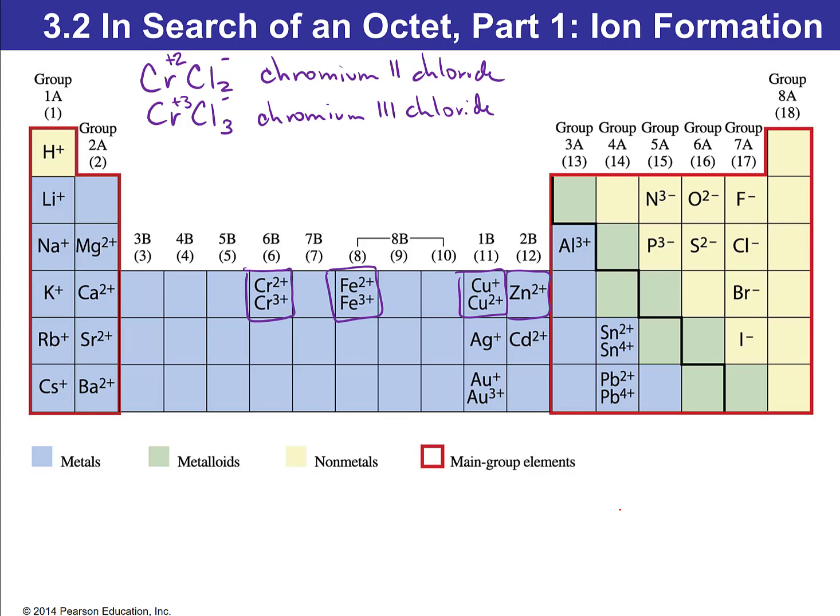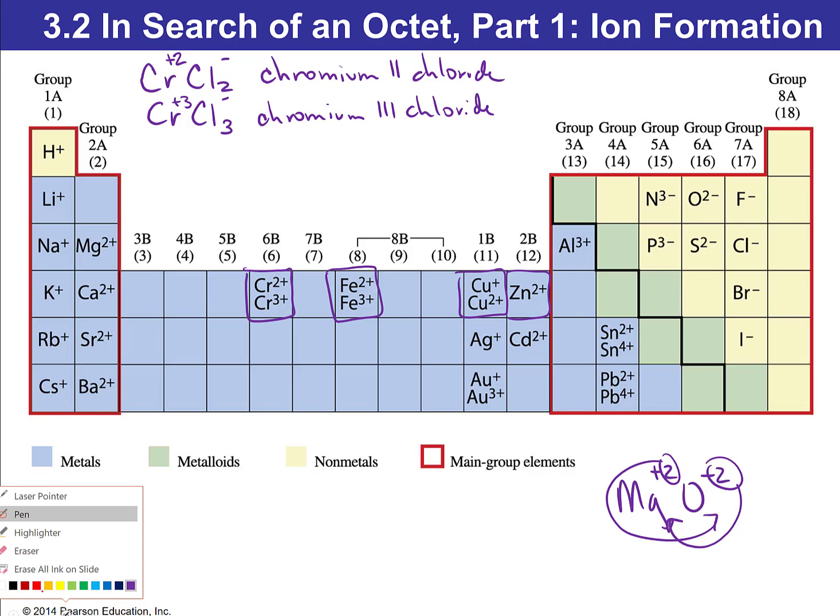Remember when we did magnesium oxide. Magnesium's plus charge, oxygen's minus. So we took this and did the swap to figure out the formula. In this one, really all you're doing is going backwards. You're taking the number on the chlorine to figure out the charge on the chromium. Sort of like a reverse swap. So you're using the formula to figure out what the charges would be. So let's do a couple other ones.